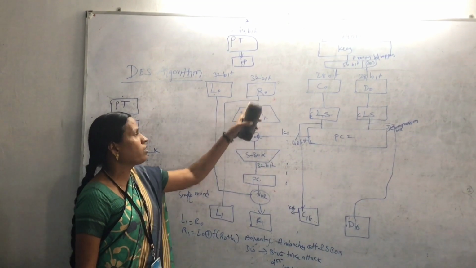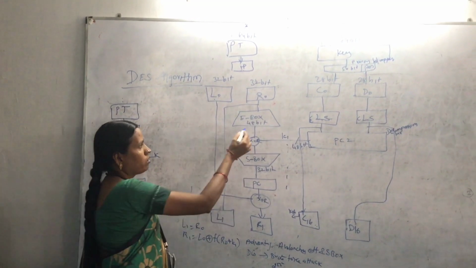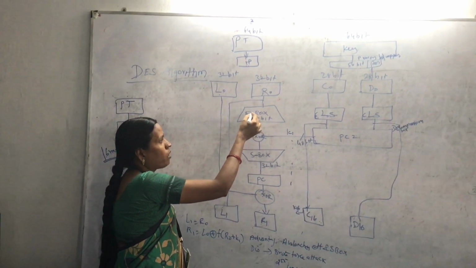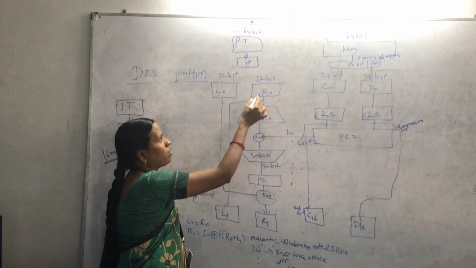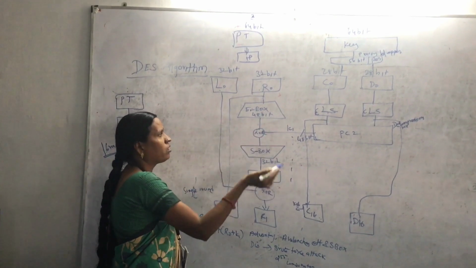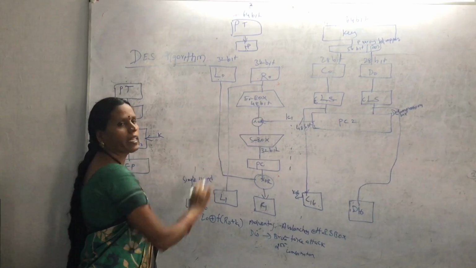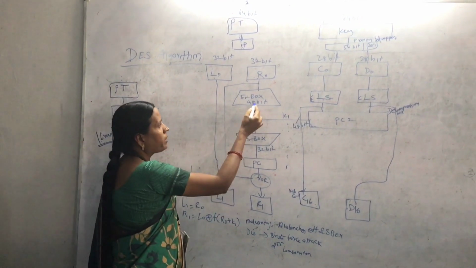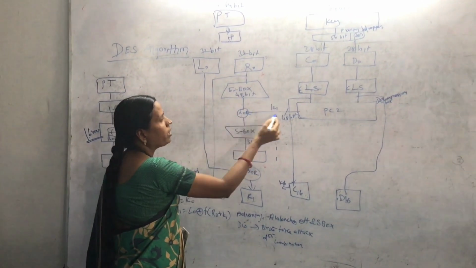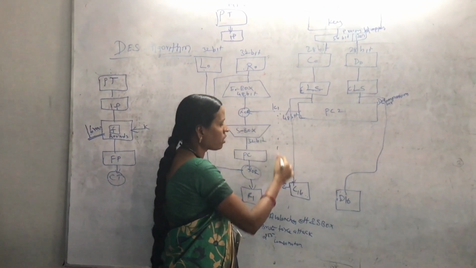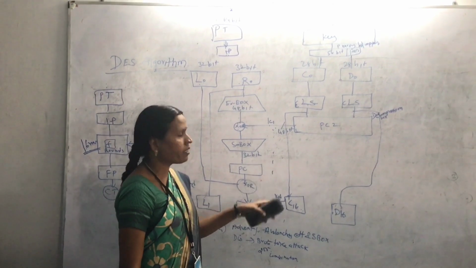Now this R0 is expanded to 48 bits using the expansion box. After applying the expansion box, the 32 bits are expanded to 48 bits. Later we will see how it is expanded. Then this 48-bit value is XORed with the key values. Let us see how the keys are generated. For the 16 rounds, 16 sub-keys are generated.